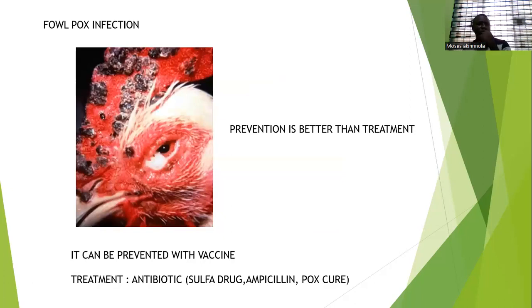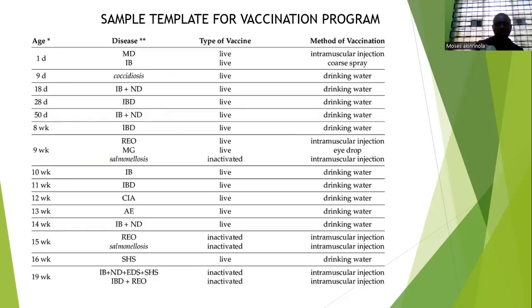Another thing is fowl pox. Yes, I'm very sure many of us have seen this before, with nodules on the head, on the comb and wattle of chickens. Yes, it can be prevented, and you can only prevent it by vaccination. But in a case when it happens, for treatment you can use sulfur drugs, you can use ampicillin, and there are some brands of drugs in circulation that you can buy and use as well.